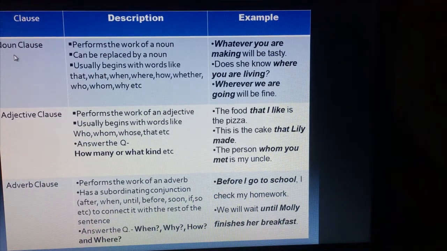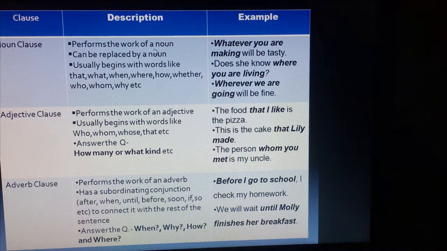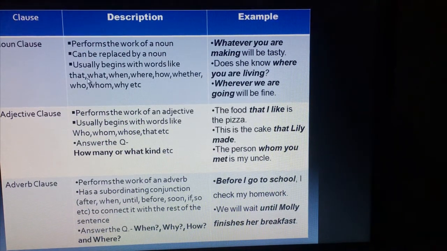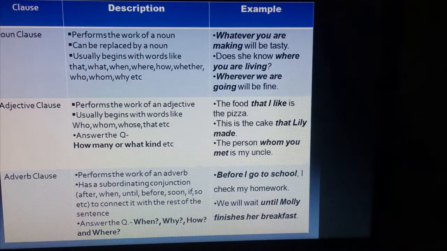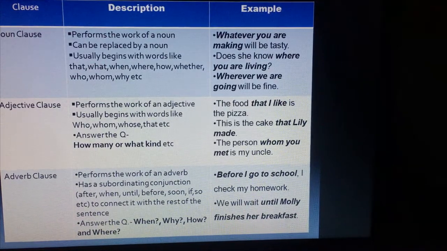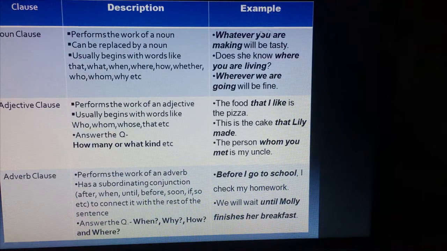So first one, noun clause. Description: it performs the work of a noun, can be replaced by a noun, and it usually begins with words like that, what, when, where, how, whether, who, whom, why, etc. Mainly it will describe a noun. It will perform like a noun, but it will have a verb or auxiliary verb and will act like a noun. Okay, let's see an example.